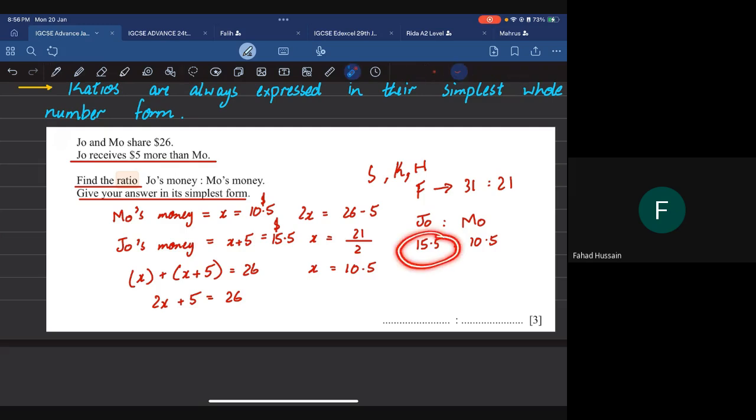Because whatever money Joe is receiving, we've seen a comparison of it with Mo. But this cannot be the ratio. Why? Because you have decimals. Remove the decimal, guys, because it's 0.5. I think I'll just multiply it with 2. So if I multiply it with 2, what should be my final answer? It should be 31 ratio 21. Is this clear?